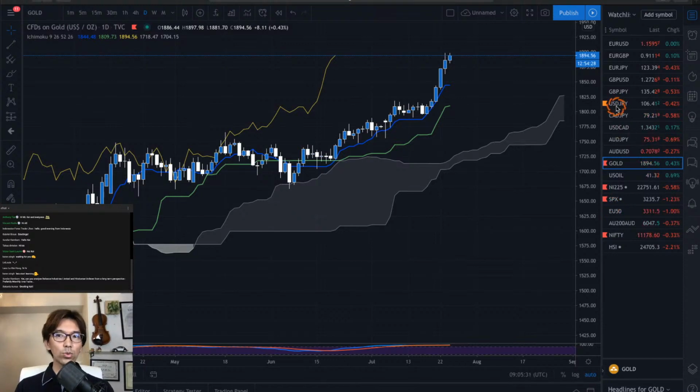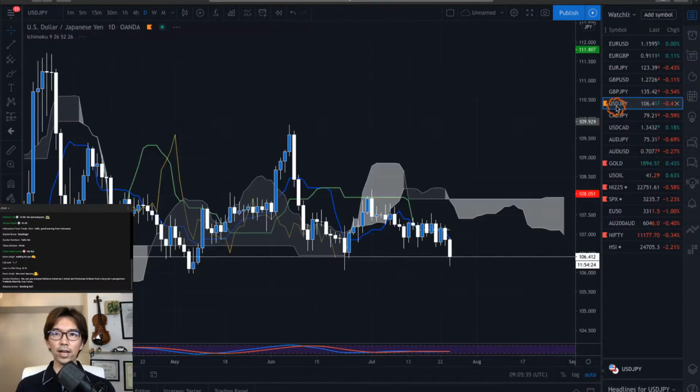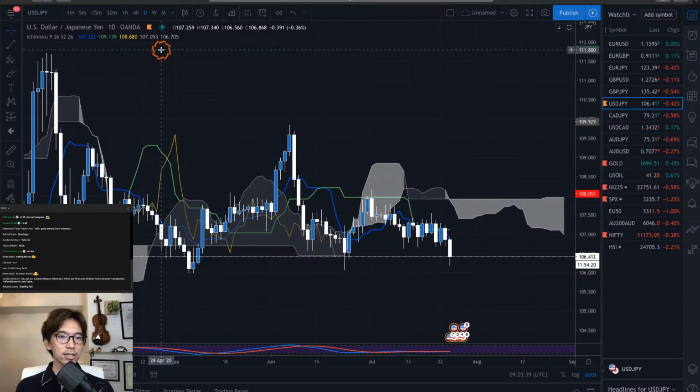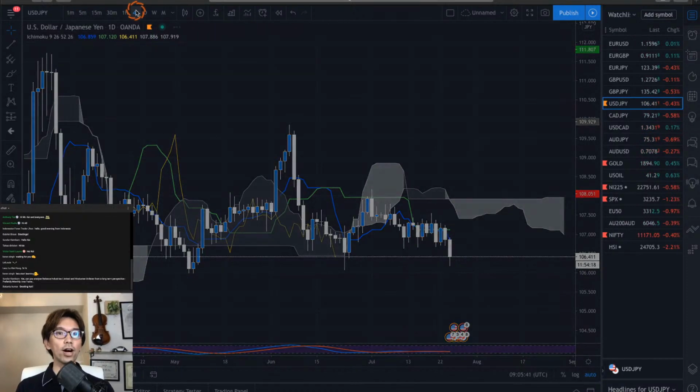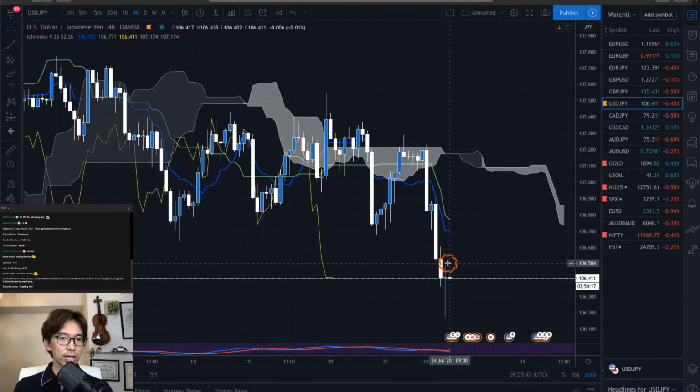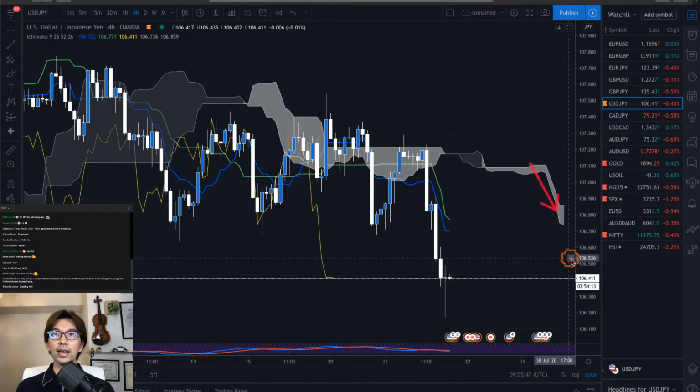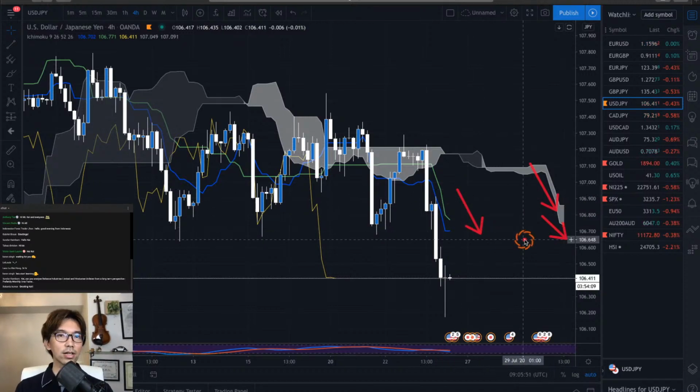On this one, USDJPY is currently downtrending. If I hover on USDJPY, this is a daily chart, and when I move it to the 4-hour chart, this is trending down. I mean, the Kumo is moving down, Senkou Span A is down, and the Kijun-sen is also downwards.